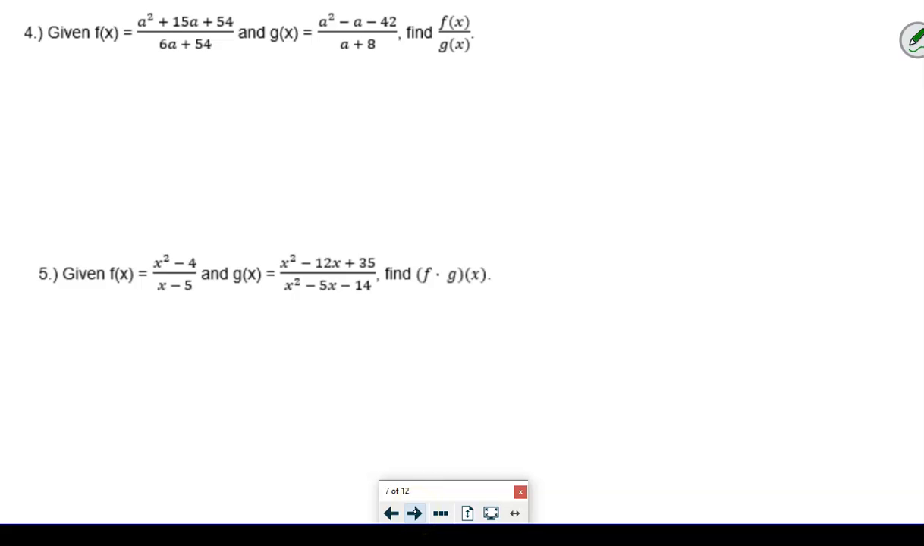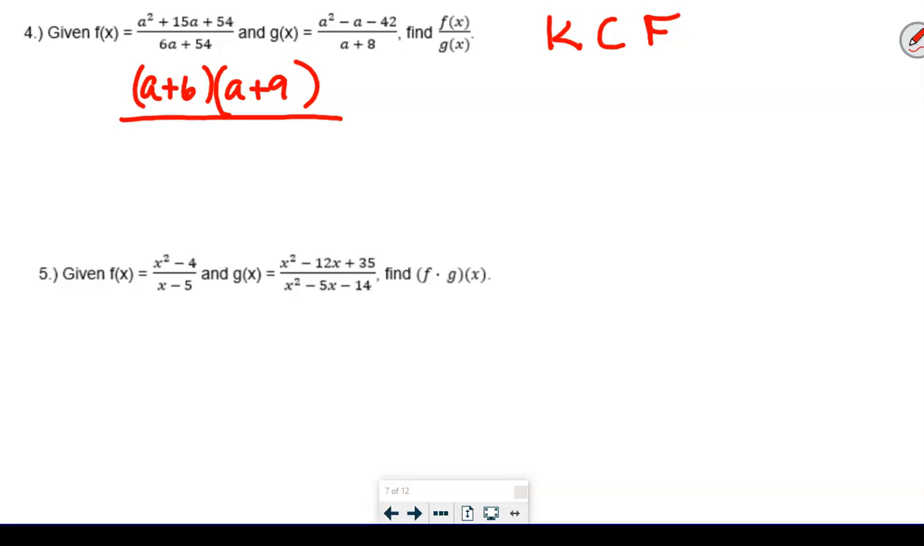All right, the next one says, given f of x and then the equation, and g of x and then the equation, find f of x divided by g of x. Okay, so remember, we're going to do this first. We're going to do our keep, change, flip, right? Keep our first term, change our sign, and flip the second term. So I'm going to go ahead and factor this first term, y'all. Okay, so this is going to be a plus 6 and a plus 9, because 6 times 9 is 54, and 6 plus 9 is 15. And then I'm also going to factor out that 6 in the denominator, so that's going to be a plus 9. Now we're going to change it to multiplication.